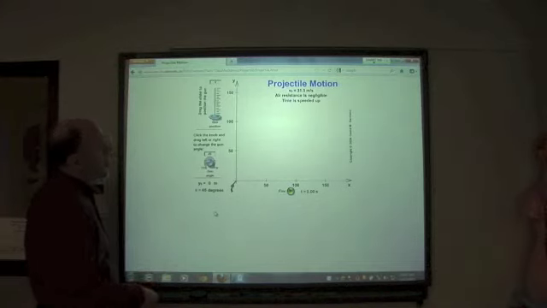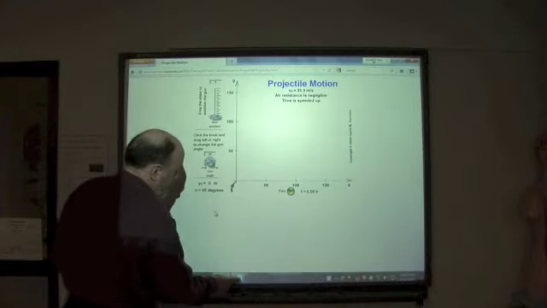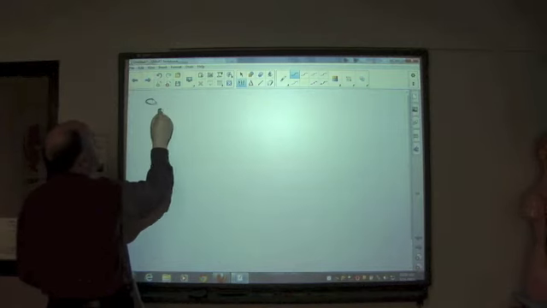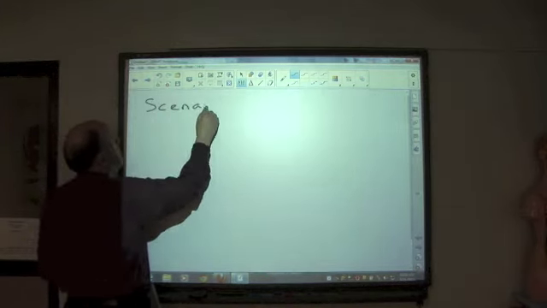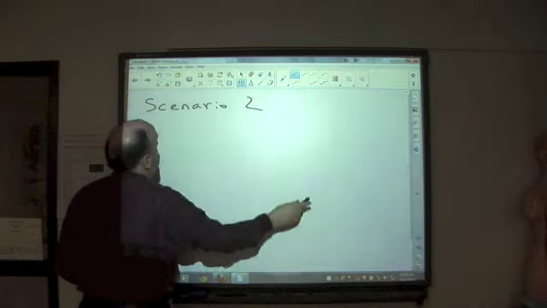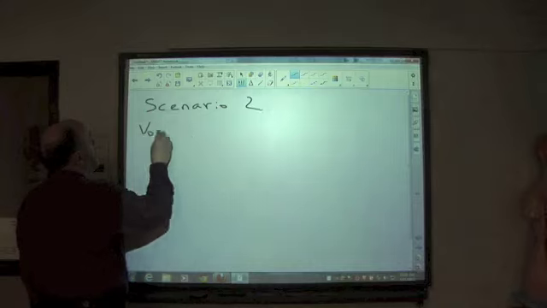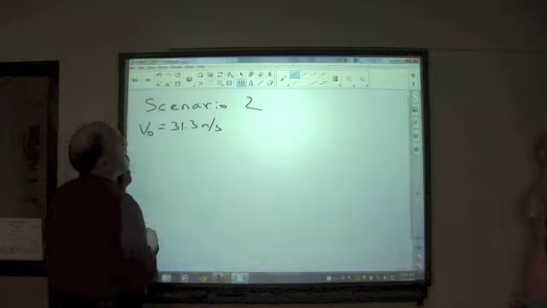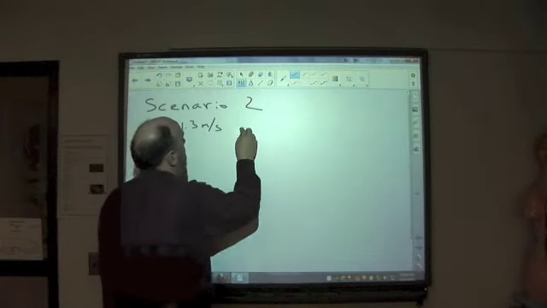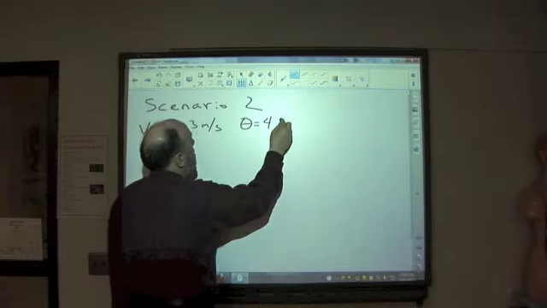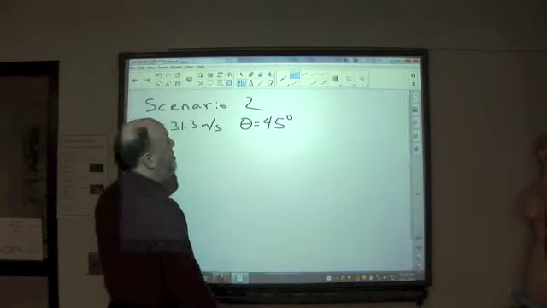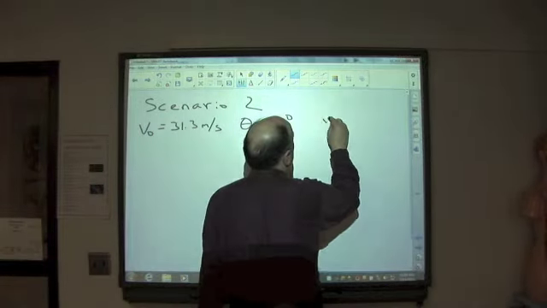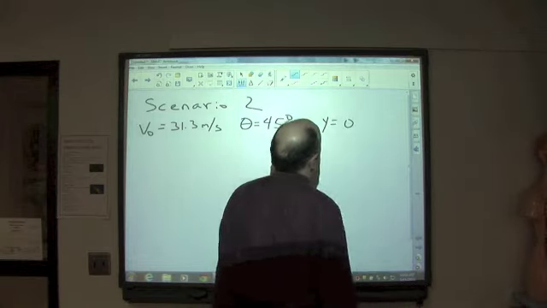So let's see what happens in terms of this scenario. And so we'll call this scenario 2. Okay. So again, V naught is 31.3 meters per second. And theta is 45 degrees. And we are starting at ground level. So my y is 0.